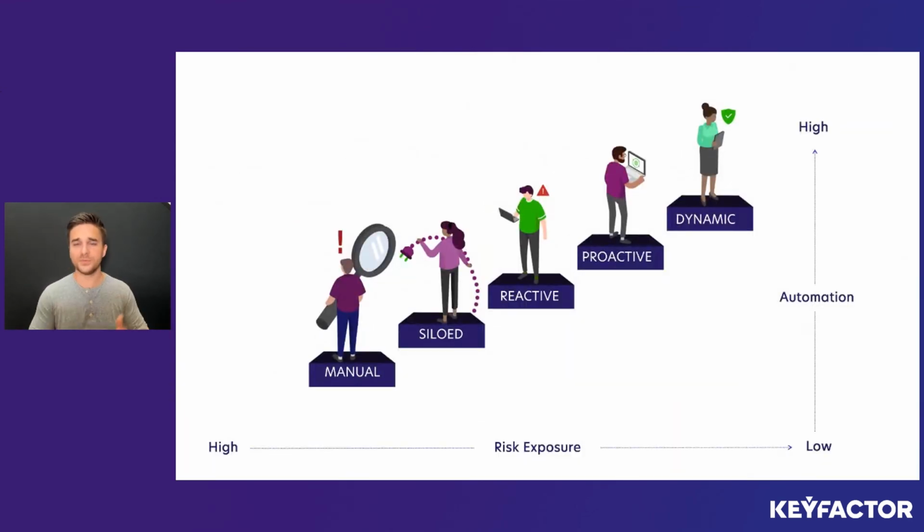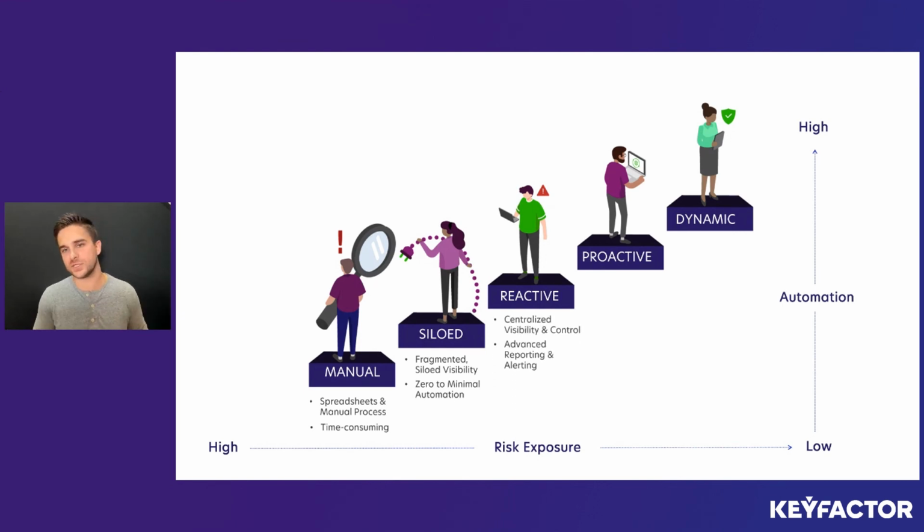So to pull all this together, across the manual to dynamic states: manual is where you're at the spreadsheet, manual process. It's very time consuming. Siloed, you're getting a little bit better, but you've got this fragmented approach. You can't get consolidated reporting. You don't have a whole lot of automation. Reactive is where you're getting central visibility and control. You have reporting to be able to act on things, but you can't really get into automation.